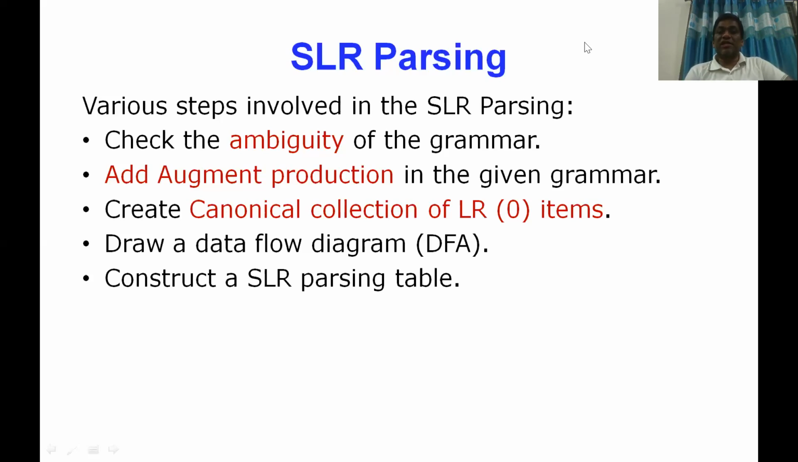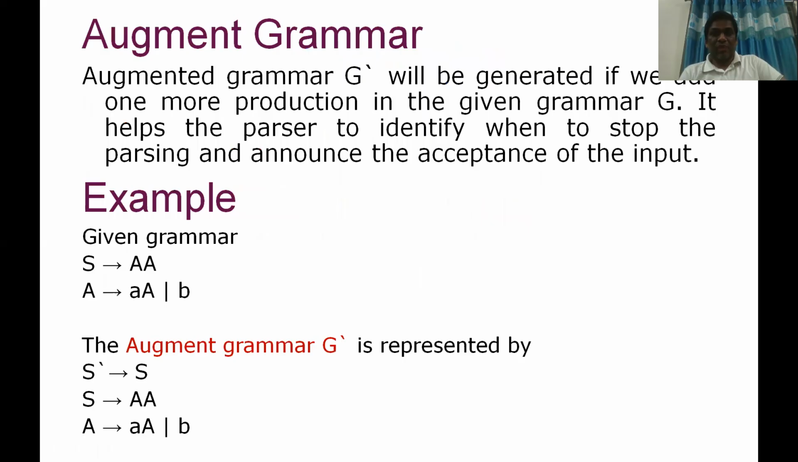Once these are generated, the remaining thing is going to be easier. You can easily draw the diagram to understand the relationship between the states generated by this canonical collection of LR(0) items, and then we can build the SLR parse table from this diagram. These are the steps involved. So let us see the steps with the help of an example.